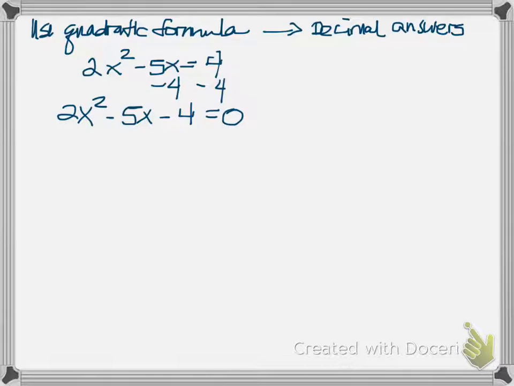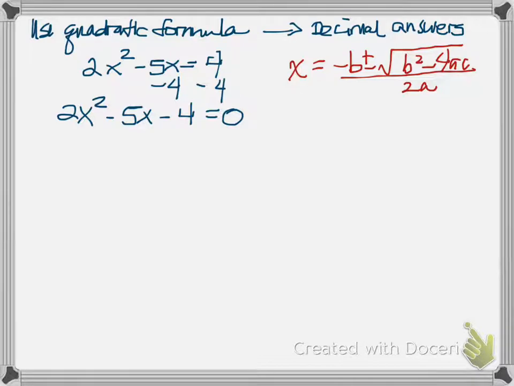So let me write the formula down for you, okay? So if I'm looking for the x, that's what this formula does. It says x is going to be equal to negative b plus or minus the square root of b squared minus 4ac divided by 2a. Okay, so what is my next step?